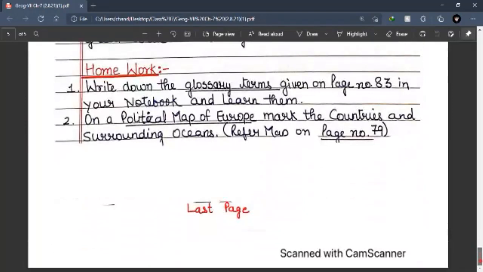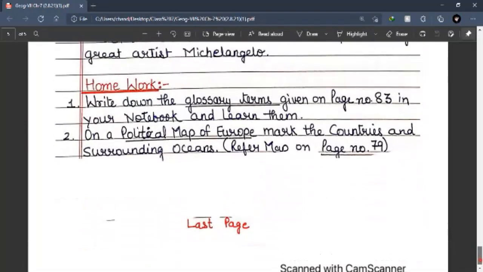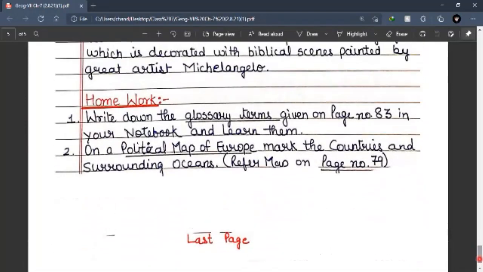So this is all about the location and political divisions of Europe. Now your homework is to write down the glossary terms given on page number 83 in your notebook and also learn them. Again, on a political map of Europe, mark the countries and the surrounding oceans. You can refer to the map given on page number 79 of your textbook.